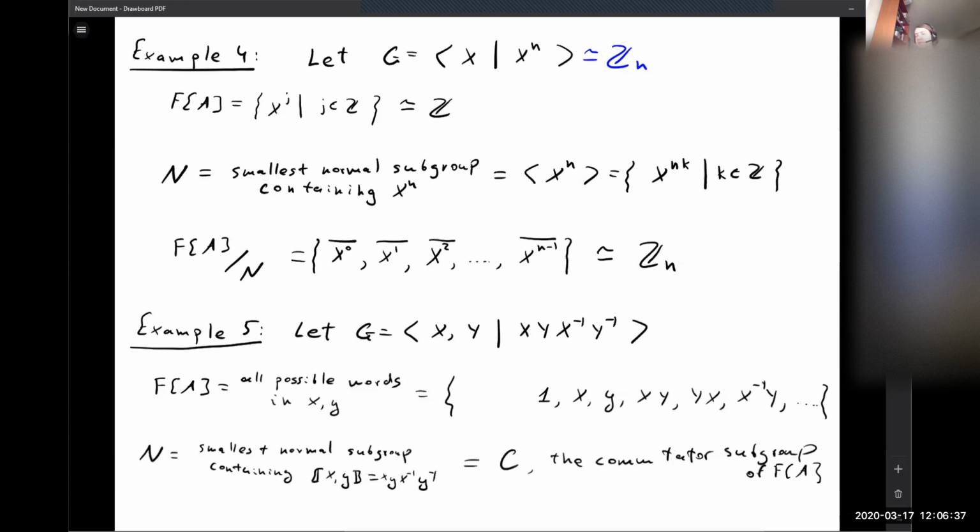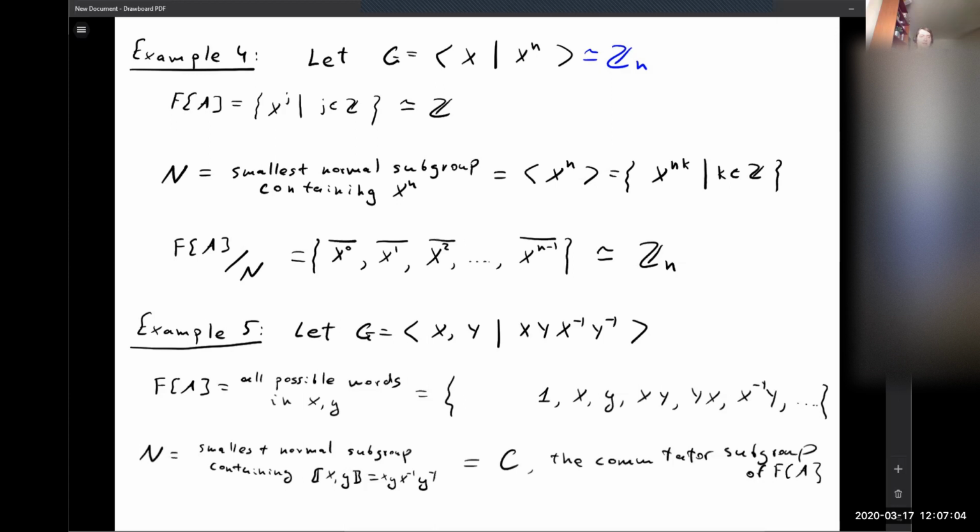We know that the commutator subgroup is normal, right? We know that it will contain all commutators. Now, the slightly more difficult thing to say here is why we need this subgroup to contain all other commutators as well, not just the commutator of x and y. But I will sweep this under the rug for now.